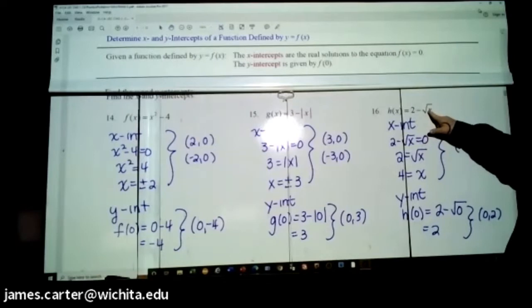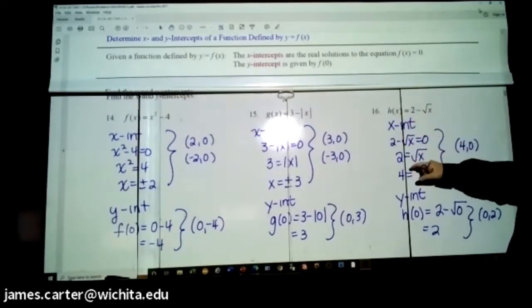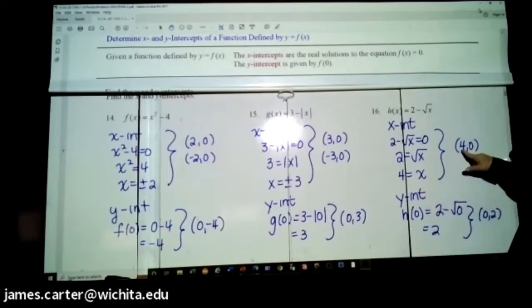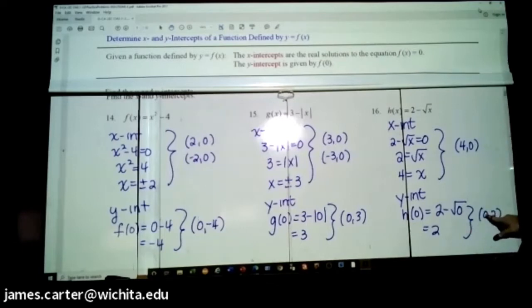Once again, we replace the y with 0, so we get the 2 on the other side, so we've isolated the x. We square both sides, and we get (4, 0). For the y-intercept, we replace x with 0, square root of 0 is 0, so we get simply 2, so (0, 2).